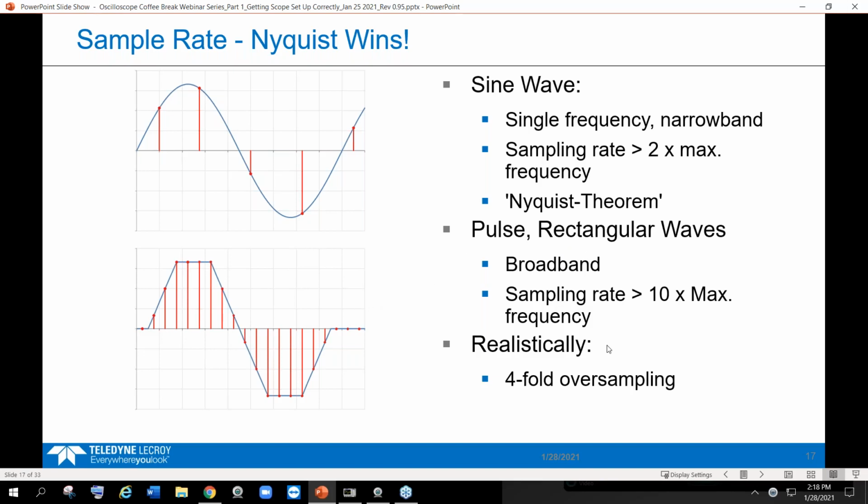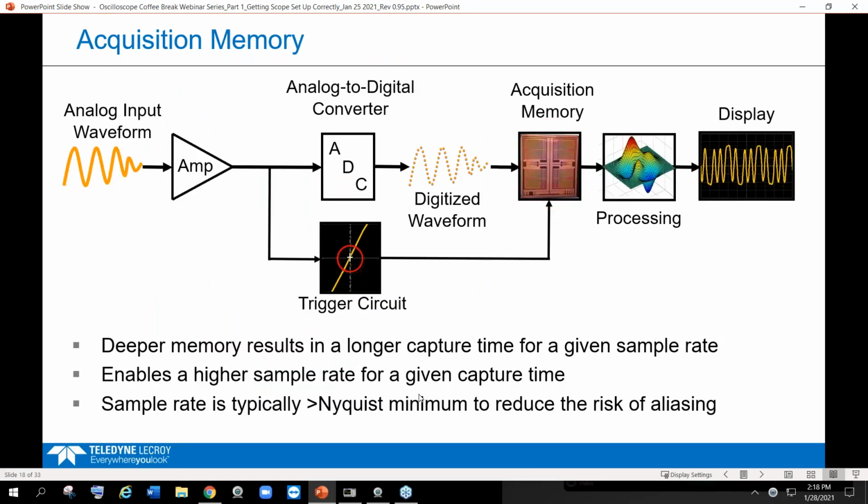Realistically, when you're pushing the limit of a scope, like trying to get the most bandwidth out of the scope, you're going to typically have at least 2 to 4 times oversampling on that signal. That is what it ends up at the end of the day when you're really working to get the most out of your scope with the highest frequencies possible. Digitizing is so important.